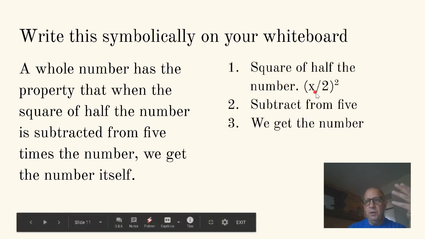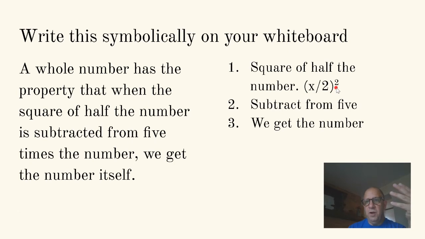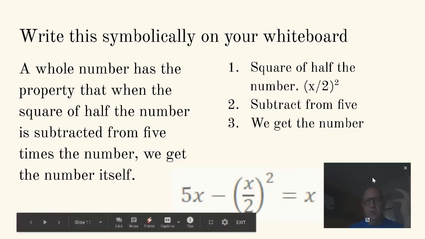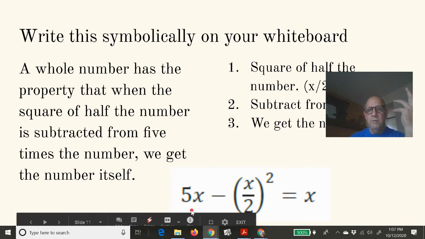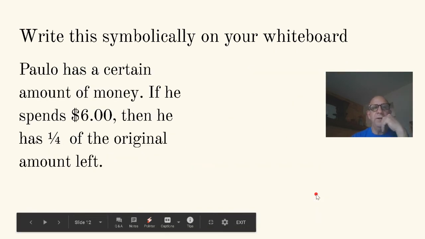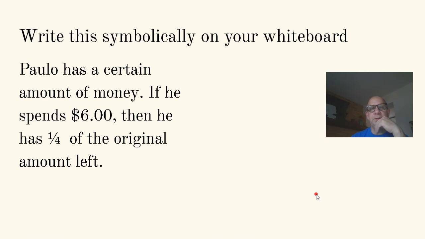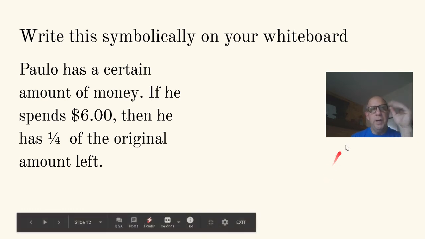So the square of half the number is x divided by 2 squared, or I could say 1/2 x and then the whole thing squared. Subtract from 5x, x divided by 2 squared, and the answer is the number itself. All right, you try this one. This one's actually a little bit easier. Pause the video. Welcome back.